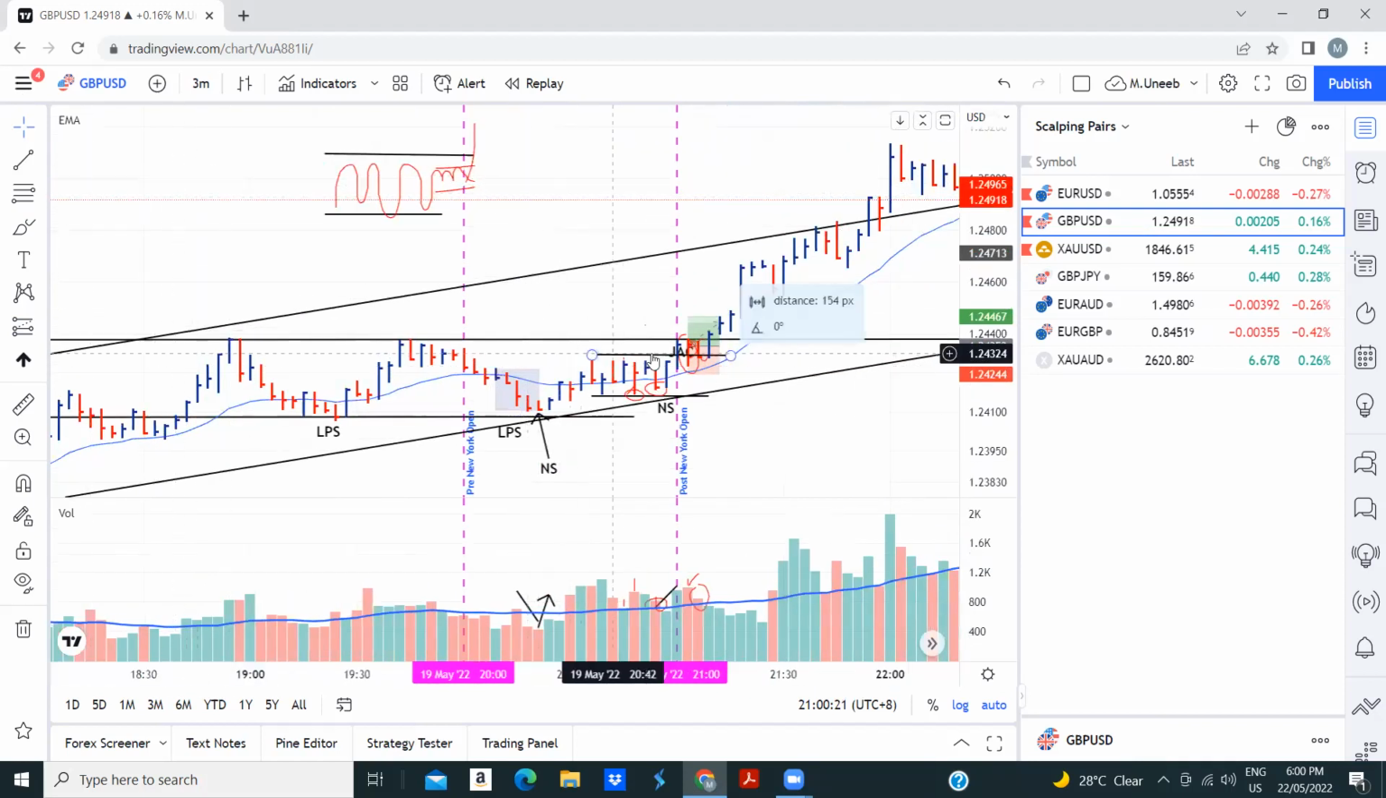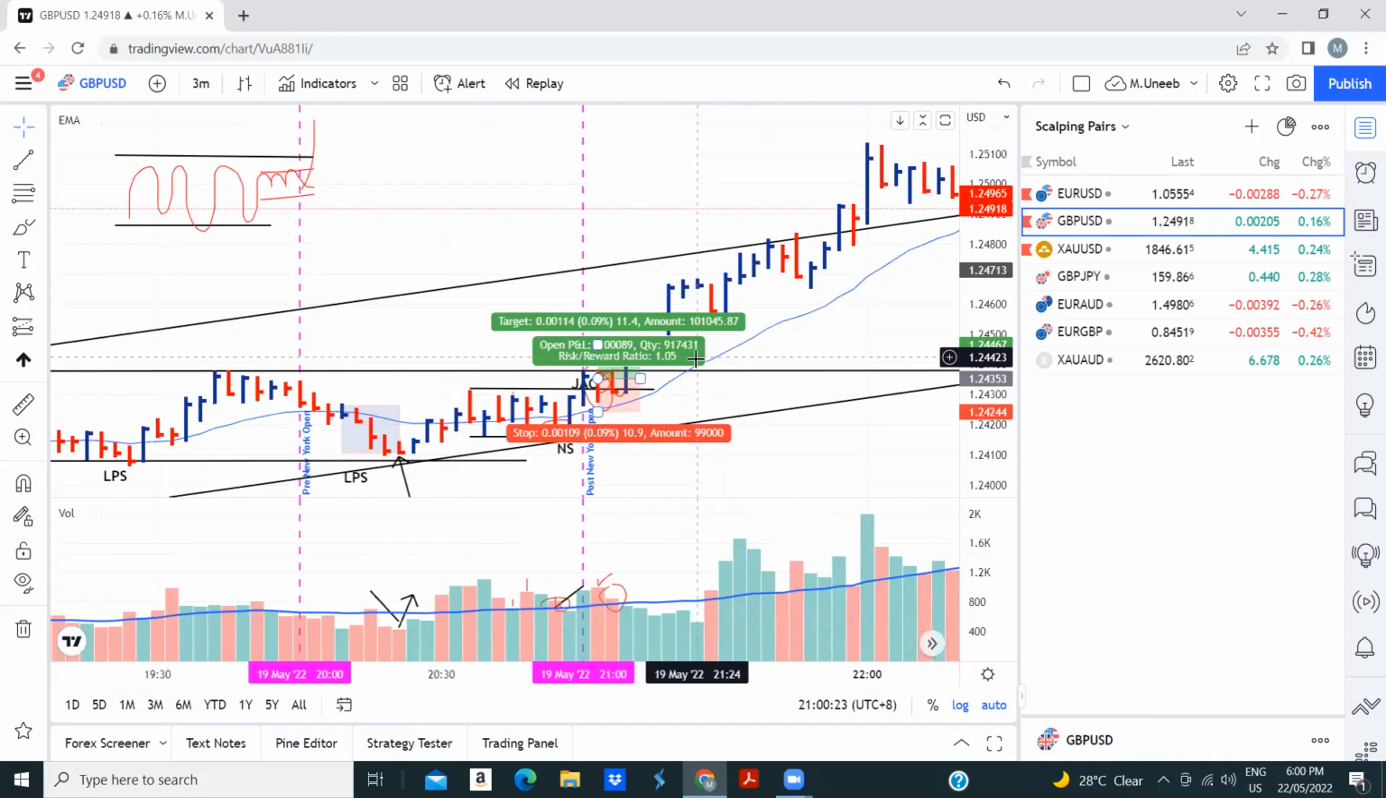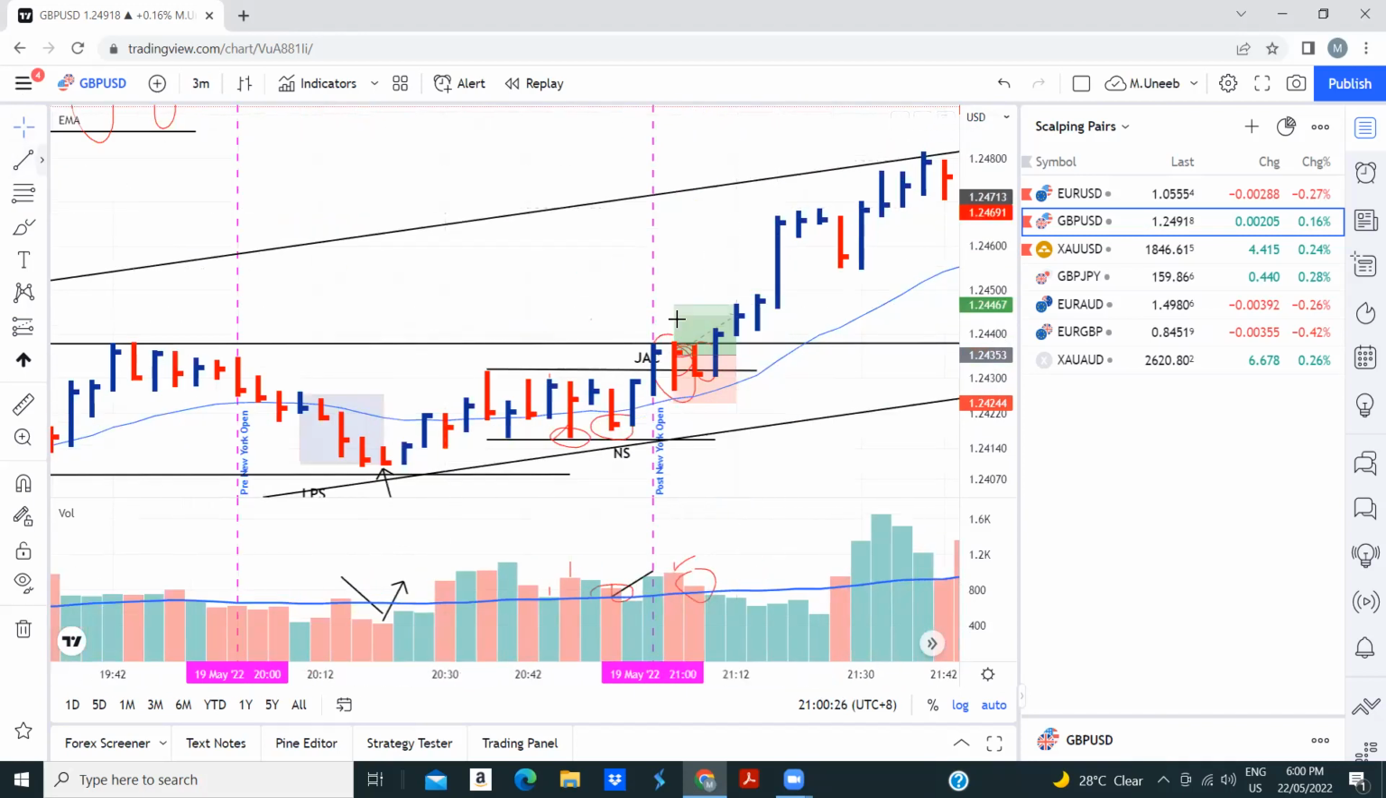So we draw the vertical line. This is the vertical line, overbought, right over here. Our entry was here, let's suppose. Okay, our entry was here, and we can target all the way to this high.